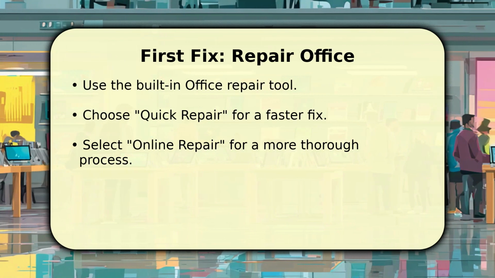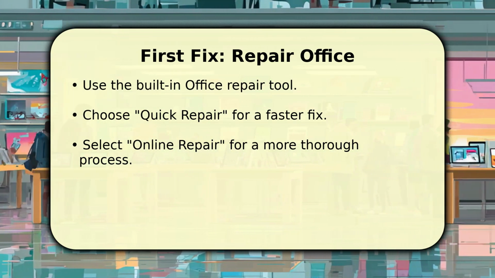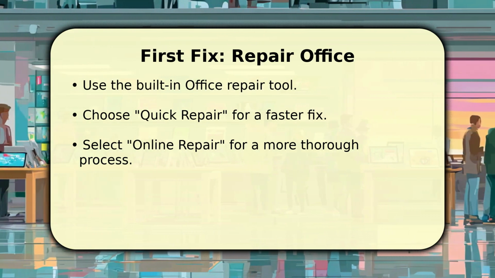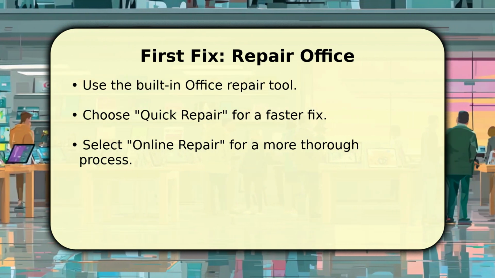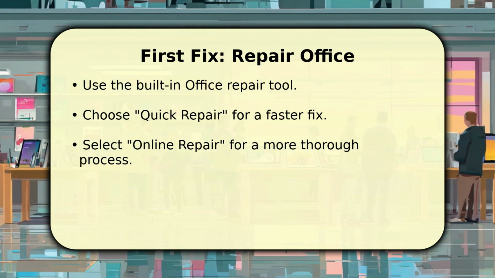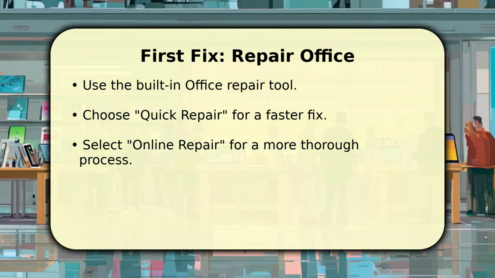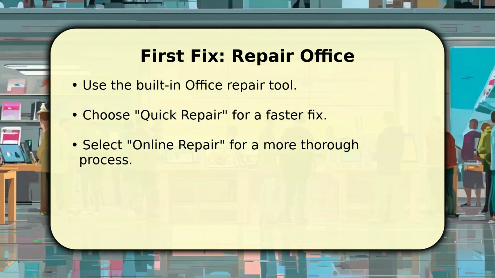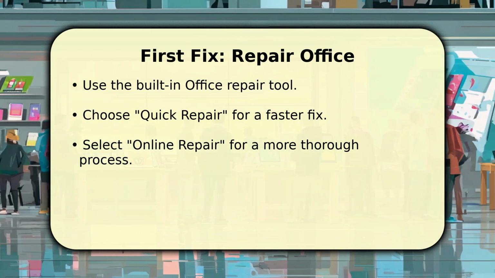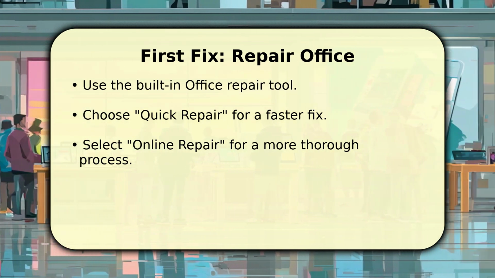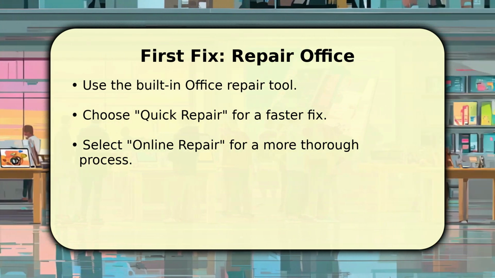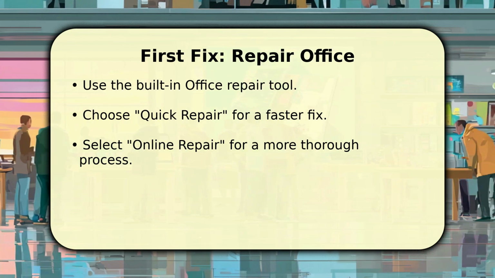Our first and often most effective step is to use Office's built-in repair tool. It's designed to fix common problems without needing to reinstall everything. Just go to your control panel, then Programs, and find your Office installation. You'll see options for quick repair, which is faster and usually works for minor glitches. If that doesn't solve it, definitely try the online repair option. It's more comprehensive and re-downloads necessary files, giving your Office a much deeper refresh.